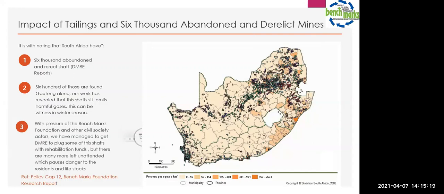It indicates the 6,000 abandoned mines that we have in South Africa, and you may already know, most of you, that 600 of those alone are in Johannesburg. And they are abandoned and derelict. Some of them have been left open, and the benchmarks has been advancing over the years to ensure that some of these open shafts left by the previous mining owners, DMR has managed to plug, but many more have been left unrehabilitated.